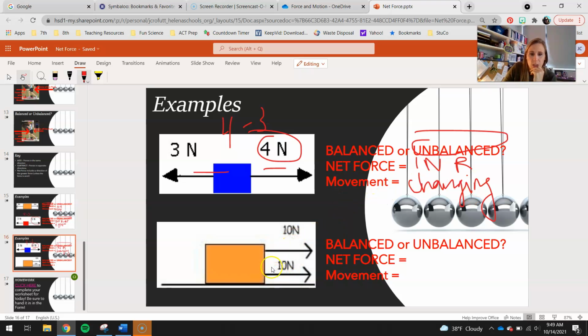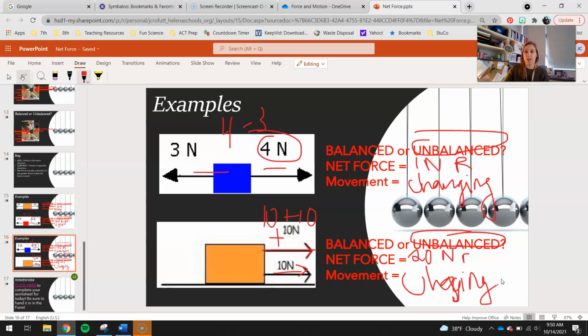Okay, and then this last one here, we've got 2 both to the right. Because they're in the same direction, we're going to add them together. So 10 plus 10. Our net force is going to be 20 newtons, again to the right. This is unbalanced. And our movement, again, is going to be a changing velocity. Depending on what it was doing before, it's kind of going to dictate the movement. So we'll just say it's a changing velocity.